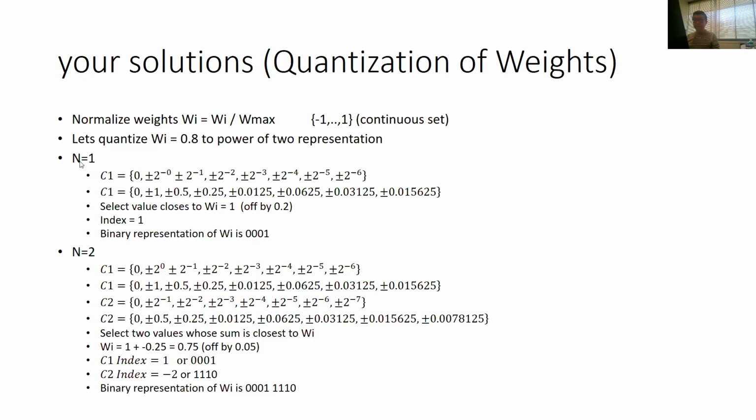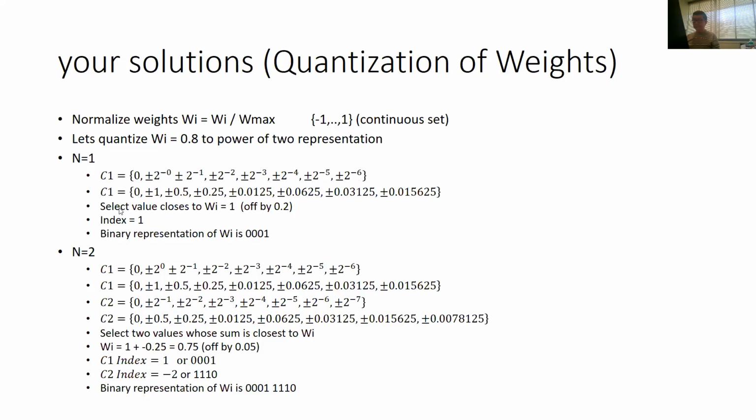So we'll do 2 examples. One is with 1 level of quantization, which is N equals 1. So we get one code book that looks like this, C1. It's got 0, plus or minus 2 to the 0, down to plus or minus 2 to the -6. And these are the decimal values here.